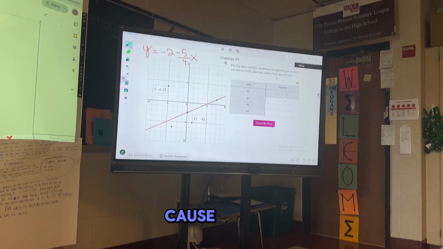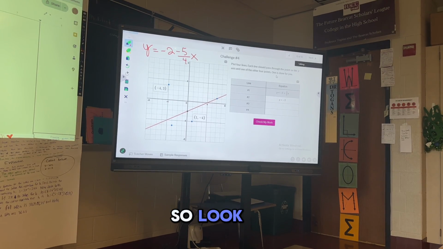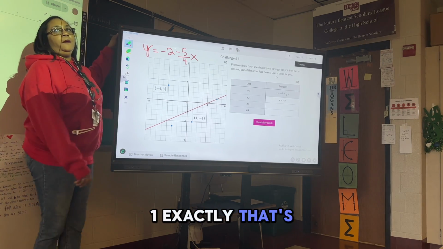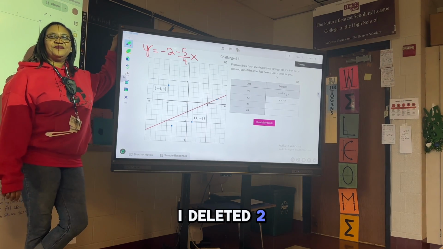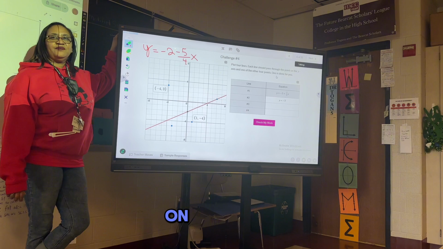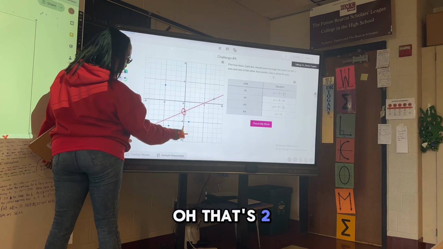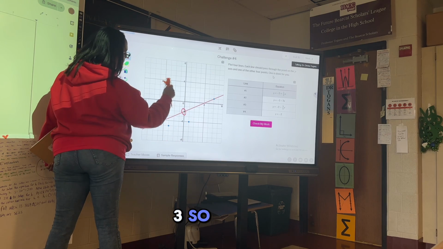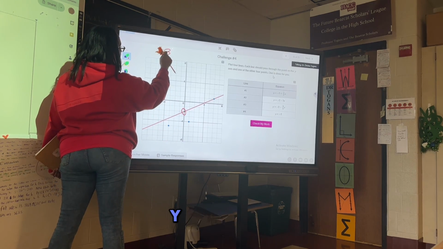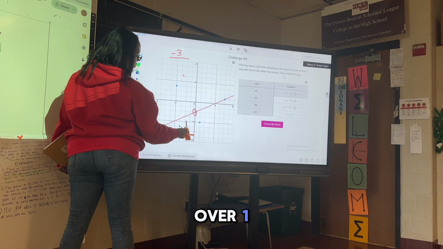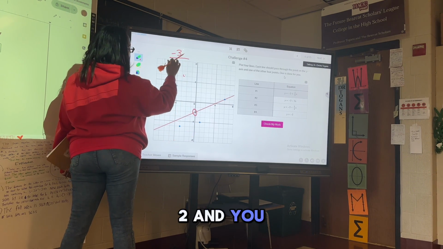You're better than me because I can't see the tiny screen. All right, so look, I'm gonna show you. Delete this one. Now, check my work. That's for that one. I deleted 2. 2's not on there. You put 2 back on there. This one is 2. So that's gonna be my y value, and then I go over, 1, 2, and you said 3, right?